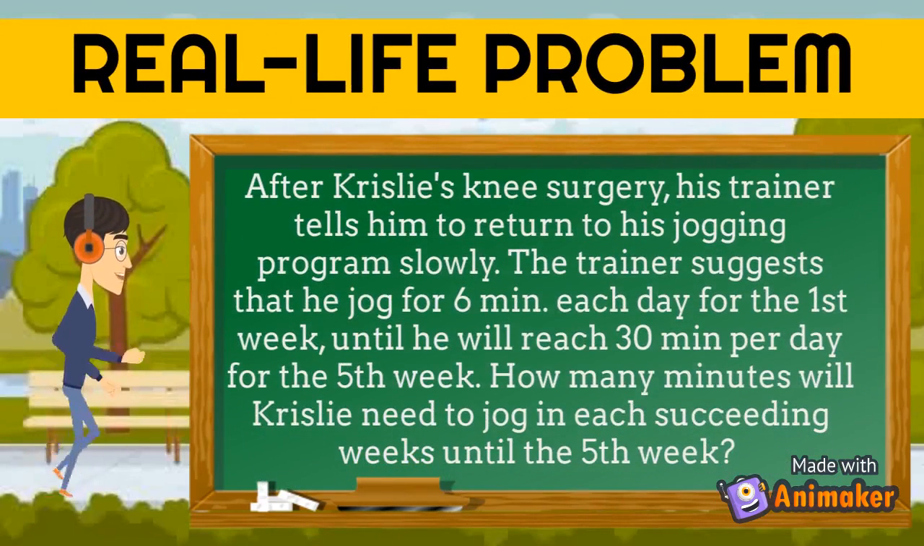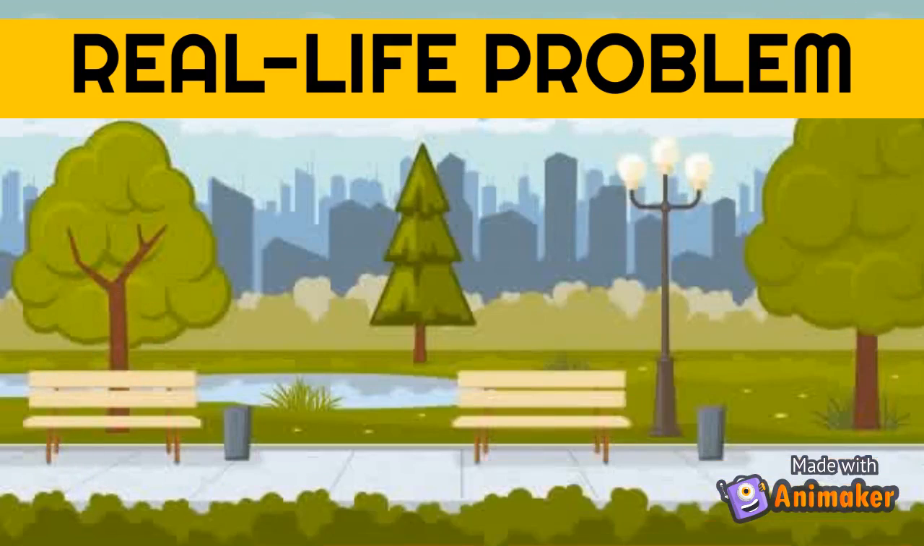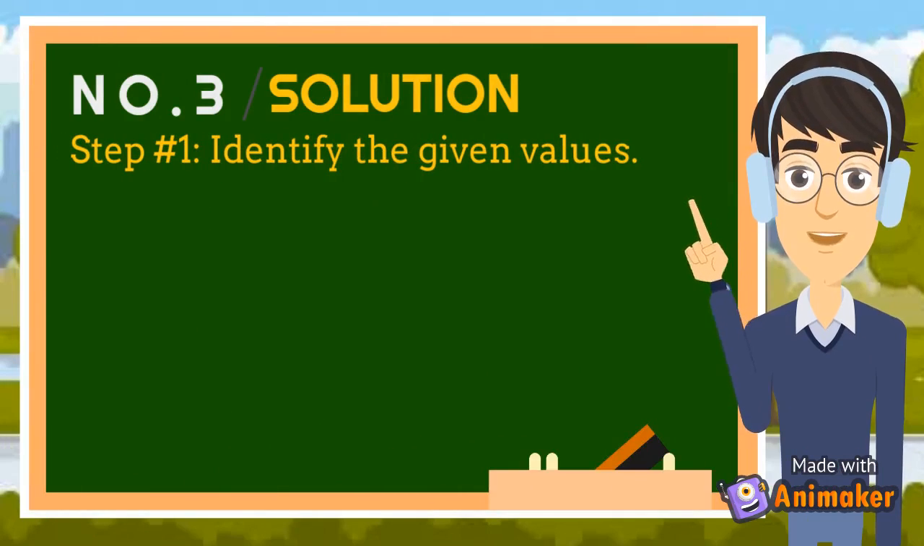For the application. After Crisley's knee surgery, his trainer tells him to return to his jogging program slowly. The trainer suggests that he jog for 6 minutes each day for the first week, until he will reach 30 minutes per day for the 5th week. How many minutes will Crisley need to jog in each succeeding week until the 5th week? In solving this word problem, you can now use your newly learned knowledge on arithmetic means by applying our 4-way steps. Let's start, brainiacs.